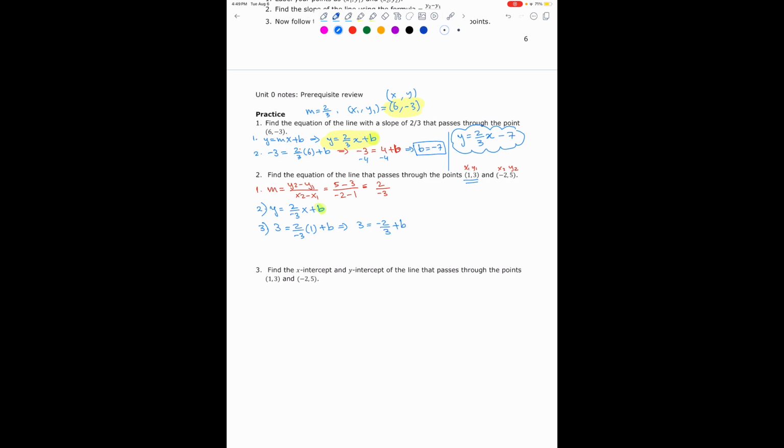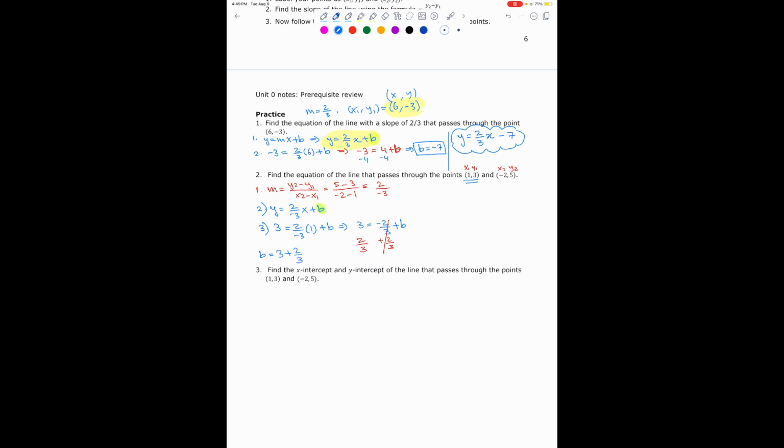It doesn't matter where you put the negative. 2 times 1 is 2. And now all I want to do is to remove the negative 2 over 3. So I'm going to add 2 over 3 to both sides. These will cancel. And then I will have b equals 3 plus 2 over 3.